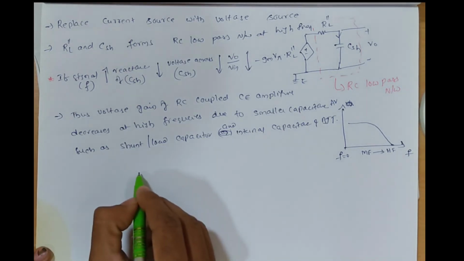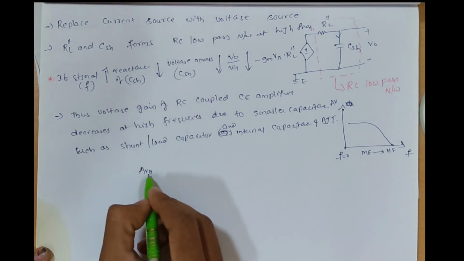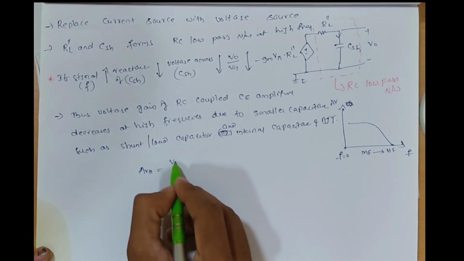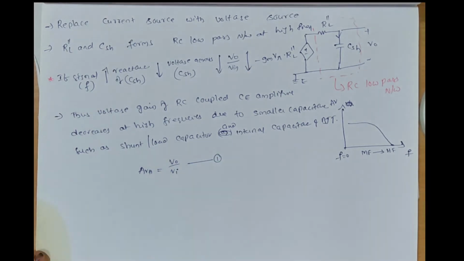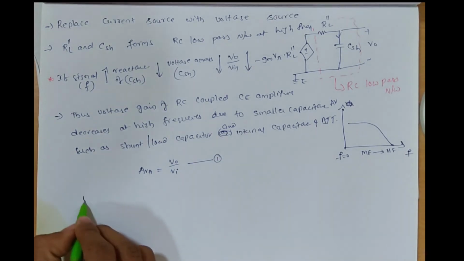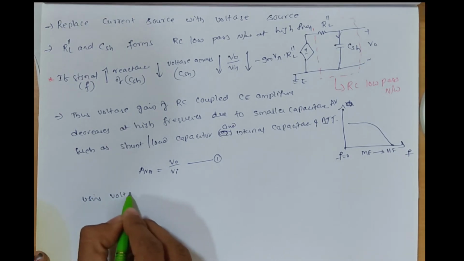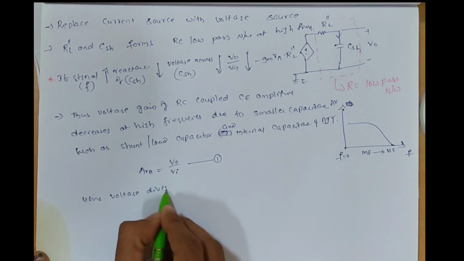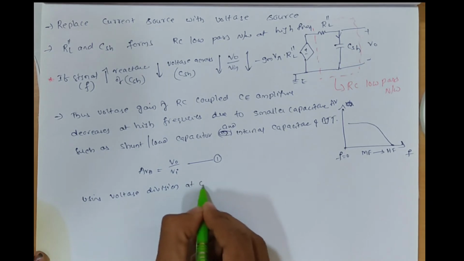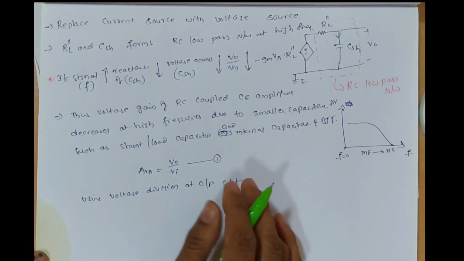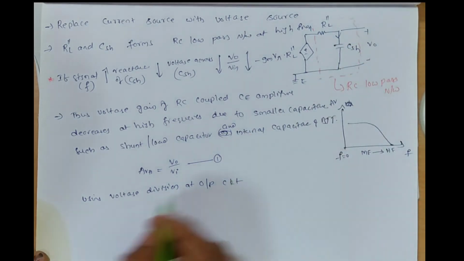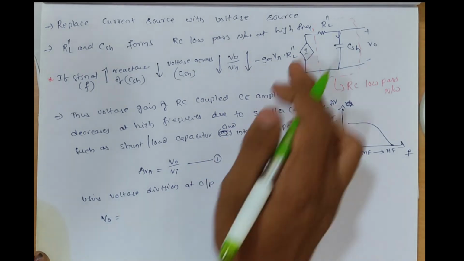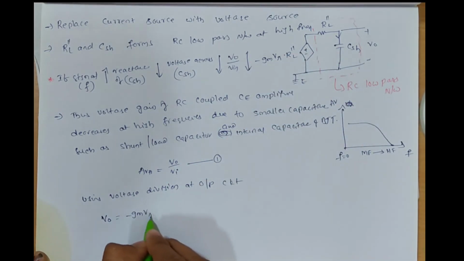So we can write, I need to calculate the voltage gain at higher frequencies. So I am writing it as AVH equals V0 by VI. We name this equation number 1. Yes. So using voltage division at the output circuit, we can write voltage division across the shunt capacitor. So we can write V0 equals minus GM V-pi into R double dash L.